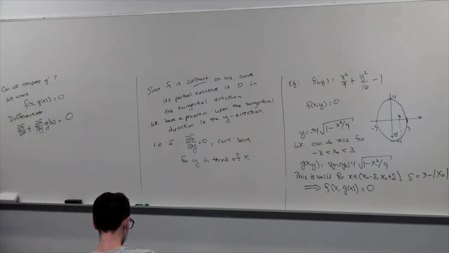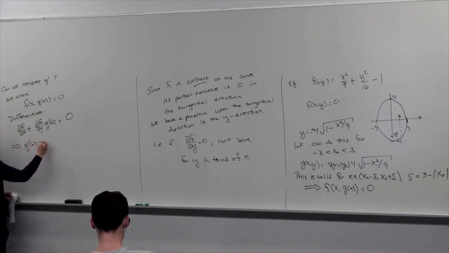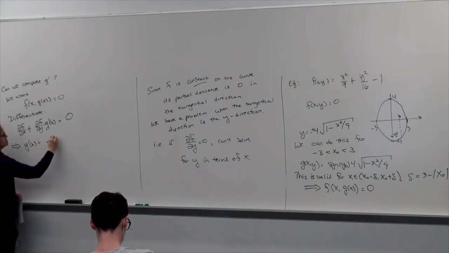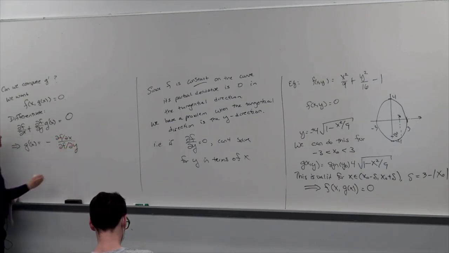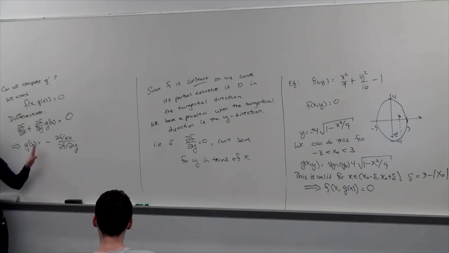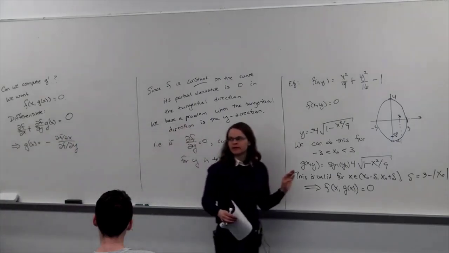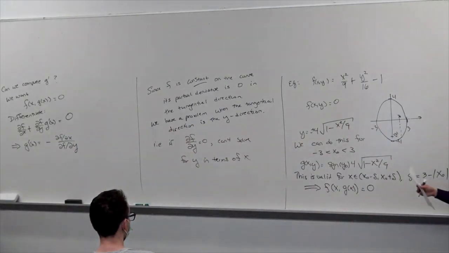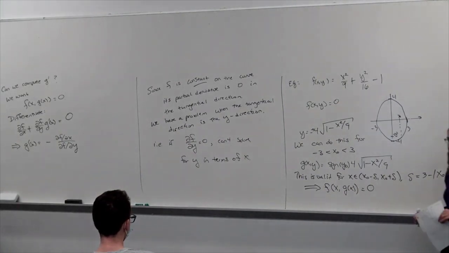Okay, so this suggests that maybe I can solve for g prime as minus df by dx divided by df by dy. Once again, we see this important condition coming up, that this partial derivative with respect to y better not be 0. That would give us a problem. But as long as it's non-zero, which we're assuming it's non-zero, this is fine. This is an object that I can write down no problem. Even if f is extremely complicated, derivatives are easy, right? We can compute these partial derivatives very easily.